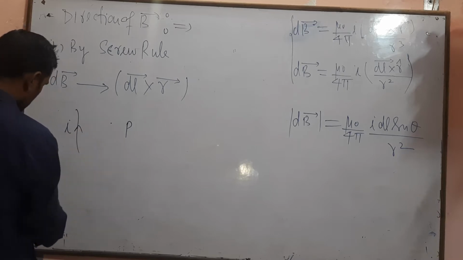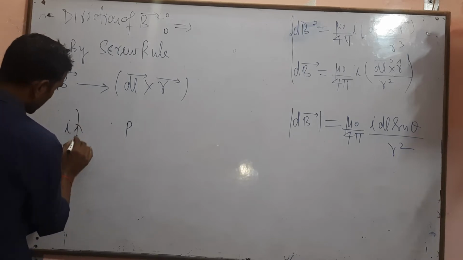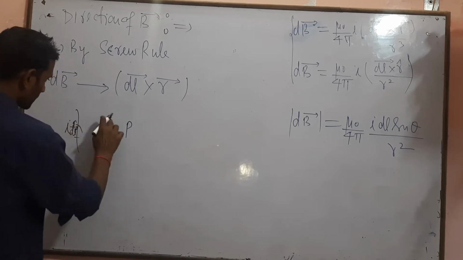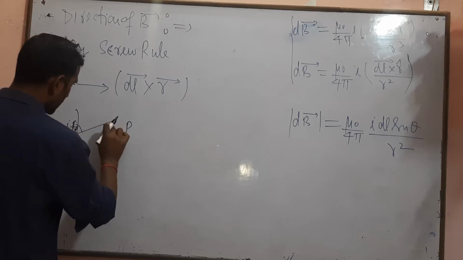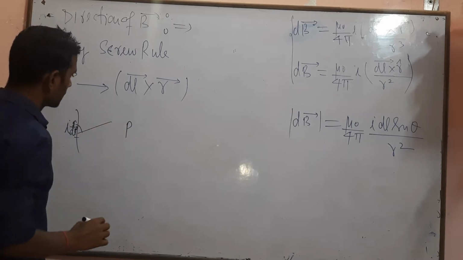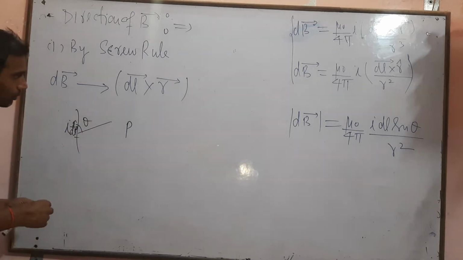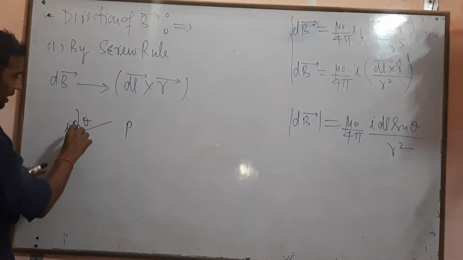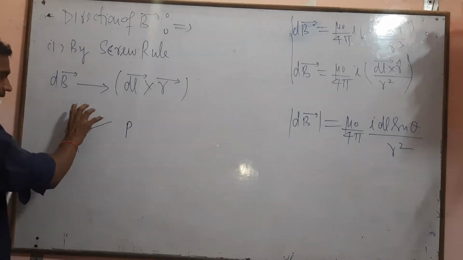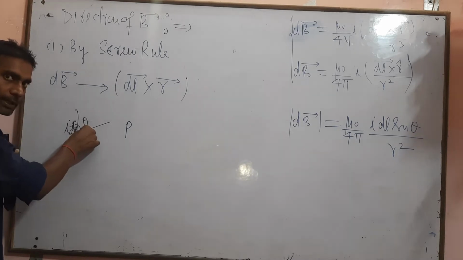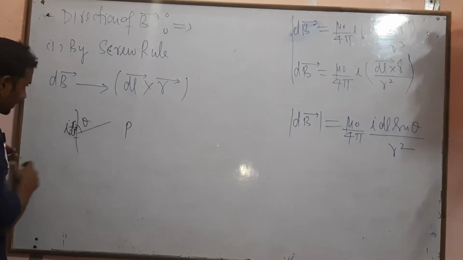Let us suppose the dl vector is always along the current I. This is the dl vector, current I. We need the magnetic field dB at point P, and this is the angle theta. Apply the screw rule: put the thumb at the intersection point of the tail of dl and the r vector.